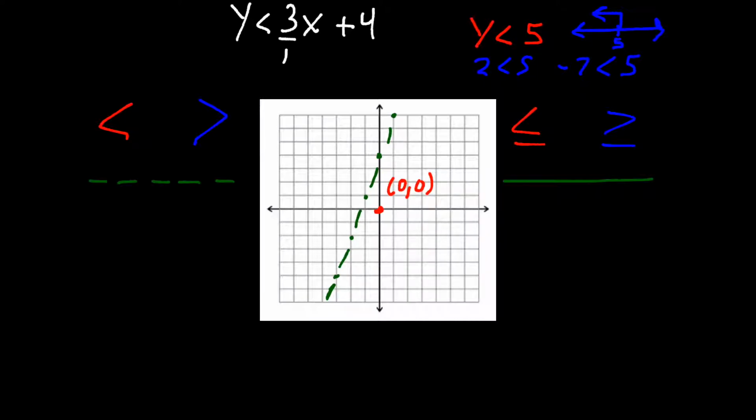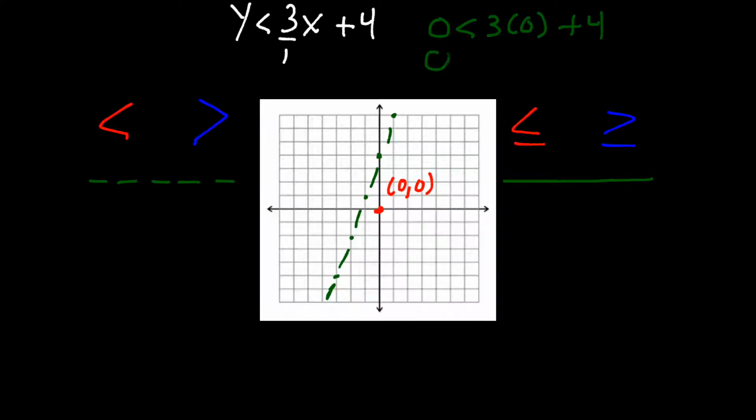If it gives me a true inequality, I'll know that I need to shade this side. If it gives me a false inequality, I'll have to shade the other side because this point was not a solution. So let's check it out. If x and y are both 0, that gives me 0 is less than 3 times 0 plus 4. Simplifying that down, I get 0 is less than 4. And I have to ask myself, is this true? Is 0 smaller than 4? And hopefully you say, yes, 0 is smaller than 4.